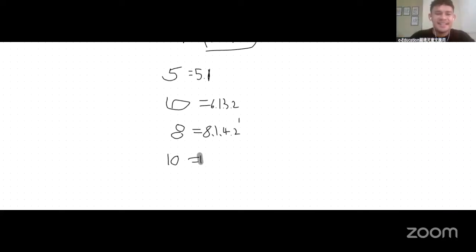10, yes. 5. Are there any more numbers? 2, yes. And 1. Yeah, forget about 1. Yeah, so that is basically what factoring is. So, do you understand this? Yes.